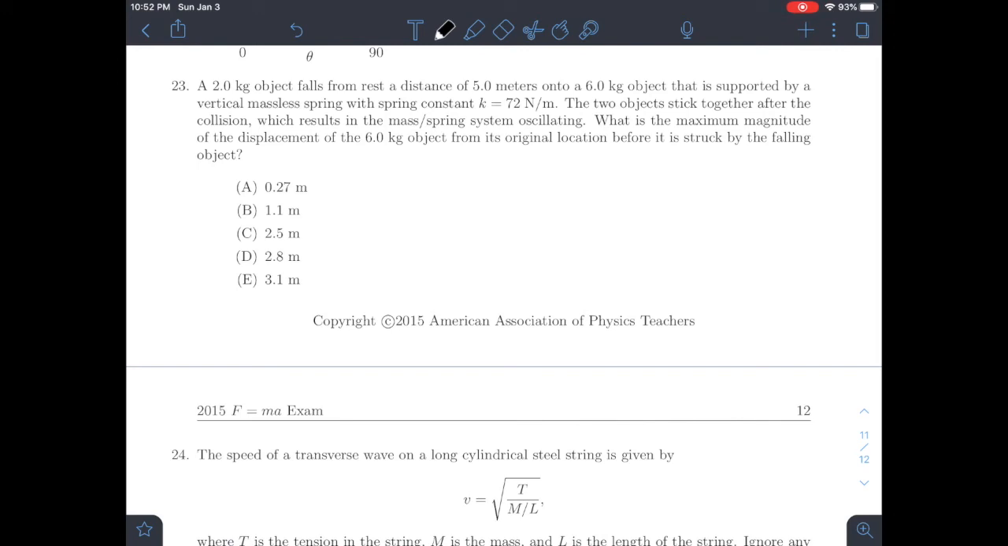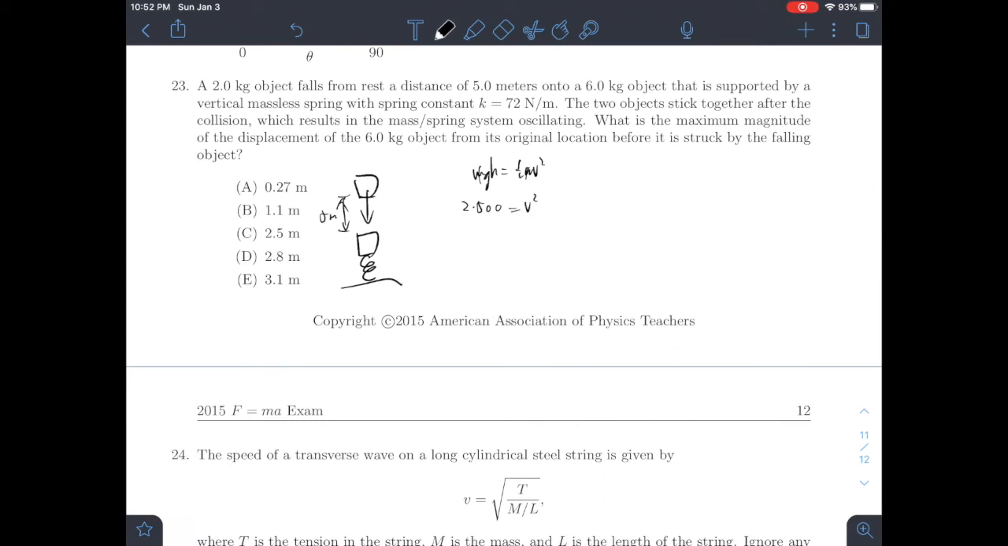Question number 23. A 2.0 kg object falls from rest from a distance of 5 meters onto a 6 kilogram object that is supported by a vertical massless spring with spring constant k equal to 72 newtons per meter. The two objects stick together after the collision, which results in a mass-spring system oscillation. What is the maximum magnitude of displacement of the 6.0 kg object from its original location before it is struck by the falling object?